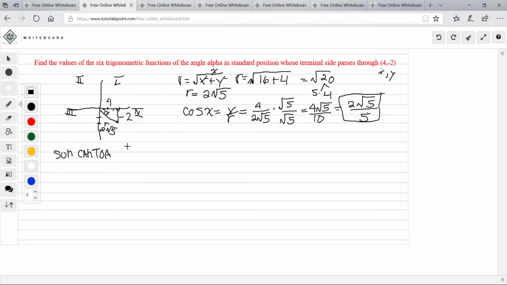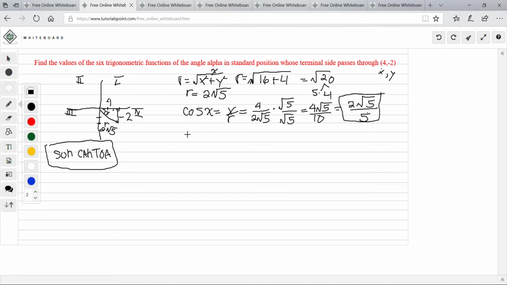Sometimes we can't use x over radius. Sometimes we have to use SOHCAHTOA, because we may use a different angle. I'll show you when we can only use SOHCAHTOA, and we'll do problems where you can only use SOHCAHTOA, not where cosine is x over radius. But since we're using alpha, we can just do it this way.